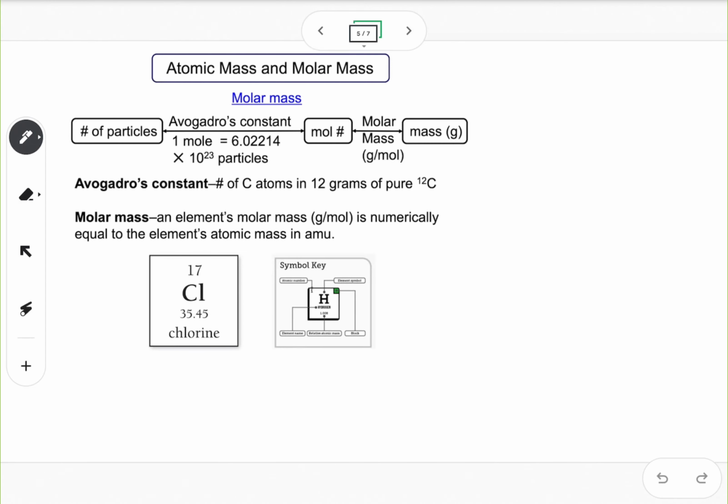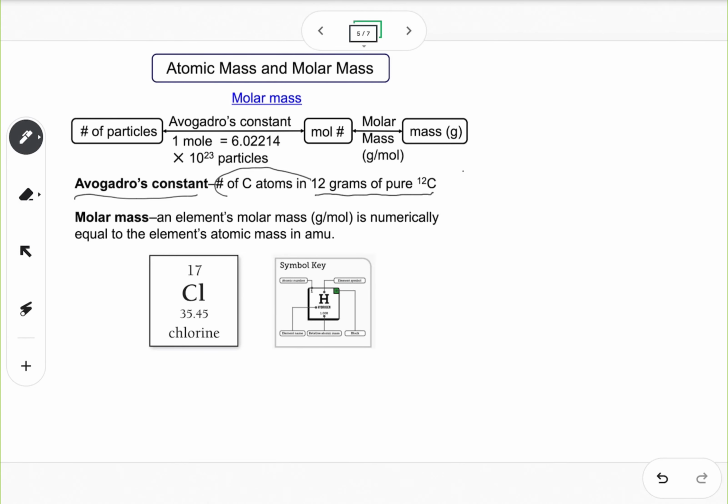Three things. The first one is Avogadro's constant. Avogadro's constant is the number of carbon atoms in 12 grams of pure carbon-12. More specifically, that means for 12 grams of pure carbon-12, how many carbon atoms does it have? It's right here actually, but let me write this down.